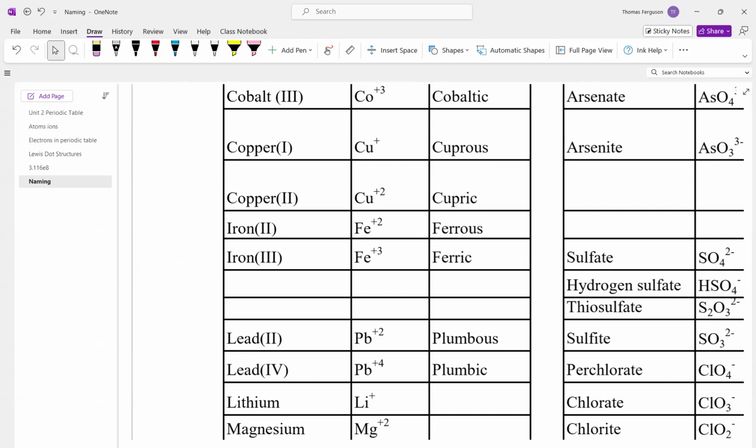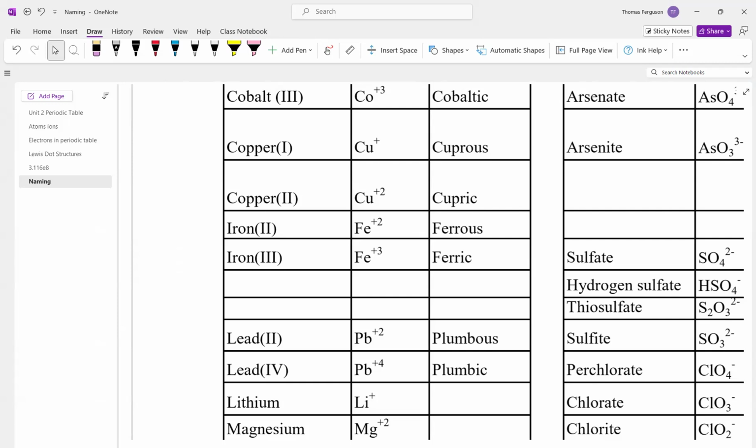I like the parentheses because it's very clear what the charge is. The problem with naming it the old-fashioned way is you don't know what the charge is. All you know is there's an -ic and an -ous. The -ic is a higher charge than the -ous, but that's it. You don't know if it's a +2, +3, +5, whatever. With the newer system, and I'm saying new, it's been out for like 90 years, you know exactly what it is in parentheses.